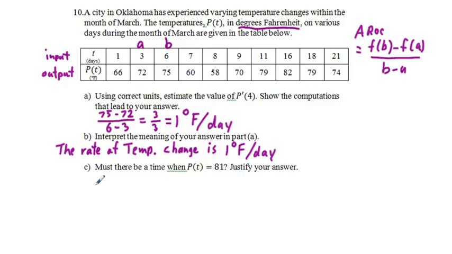What we have is 81. 81 is greater than 79, which is P of 11, right? But it's less than P of 16, day 16. So this shows 81 squarely in between the temperature at day 11 and day 16.